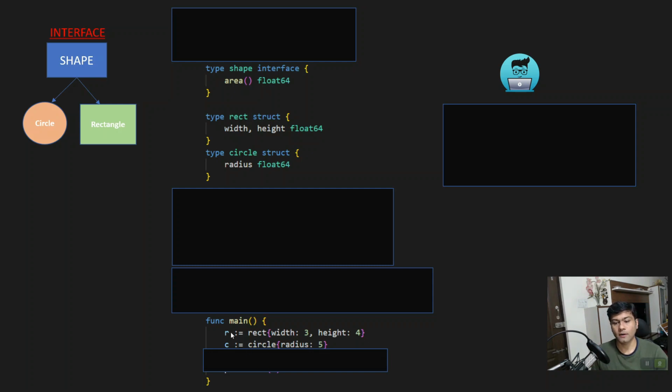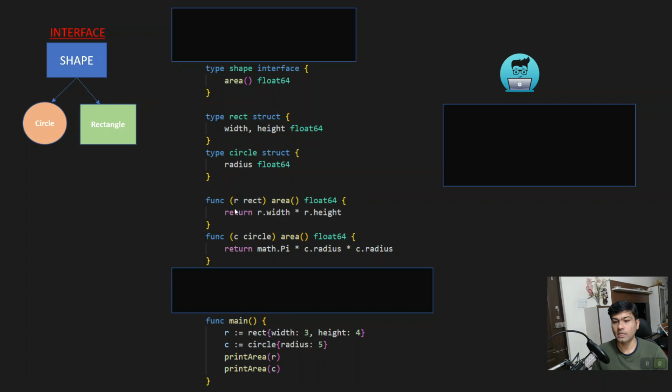So now we want a single print area function, which, if we pass an object of the rectangle, will print the area of the rectangle, and if we pass an object of the circle, will print the area of that particular circle. For that, we created two different area functions. Whatever functions we have declared in the interface Shape, those functions we have to create. So for the Area, we give rect Rectangle, and for the circle, c Circle.